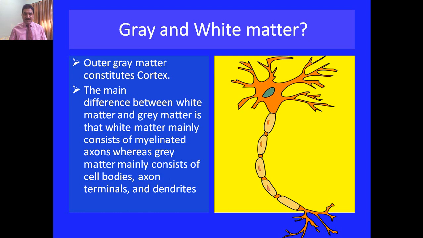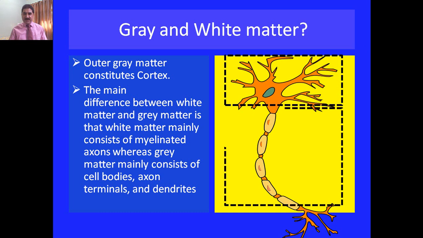The main difference between white and gray matter is that white matter mainly consists of myelinated axons, whereas gray matter mainly contains cell bodies, axon terminals, and dendrites, as shown in this figure. So this is the composition of gray matter, which is composed of somas and dendrites, while the white matter is composed of myelinated nerve fibers supported by glial cells.